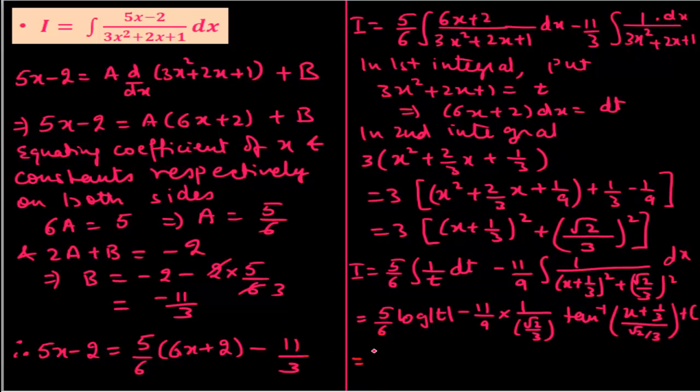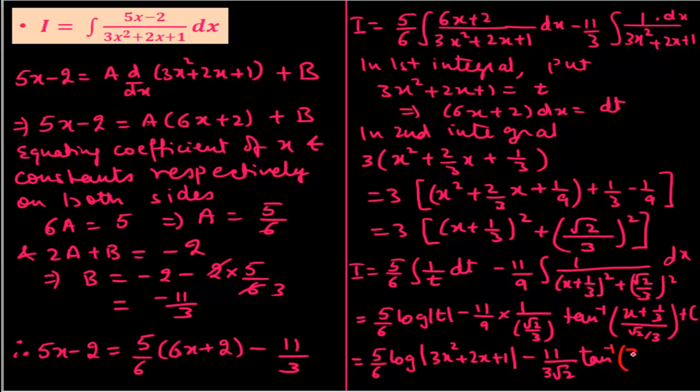Now we need to only simplify it. Put the value of t here. T is 3x square plus 2x plus 1. Over here 9 gets cancelled out with 3. So I get 3 here. So this is now 11 over 3 root 2. And what do we get with tan inverse? Take LCM here also. We get 3x plus 1 divided by root 2 plus constant of integration. So this is our integral.